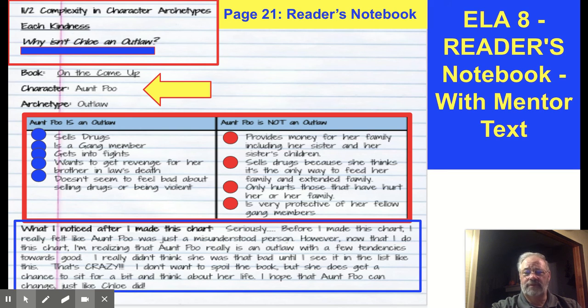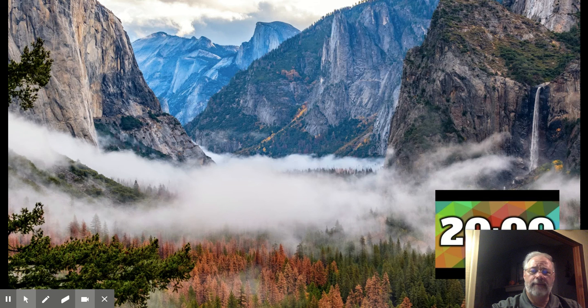So this is our lesson for today on page 21. On the top, you can see again 1 or 2 reasons why Chloe isn't an outlaw, okay, from our read aloud. And then pick a character from your book, write the name of the book, the character, the archetype, provide a chart with some reasons, pros and cons of why you feel they would be in that category and why they wouldn't. And then underneath, just 1 or 2 sentences about what you think, or which way would you really lean if you had to say, are they or aren't they? Okay, and when you get all done, as usual, you can read.